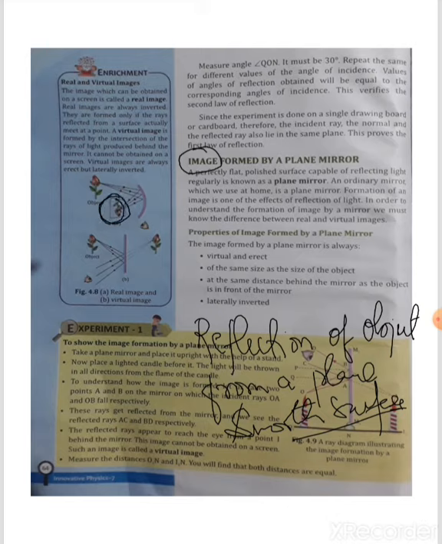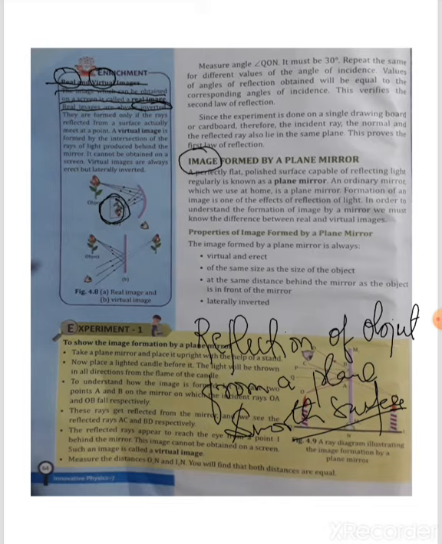Okay, so that is what we call image. Now, images are of two types: real image and virtual image. So how many types of images are there? There are two types of images. What are they? Real image and virtual image. Now, what is real image? The image which can be obtained on a screen is called real image. So please underline this. Real images are always inverted.